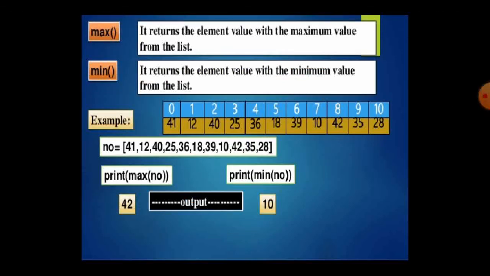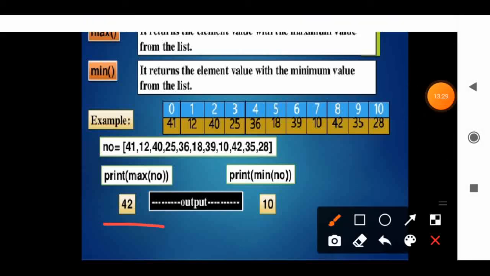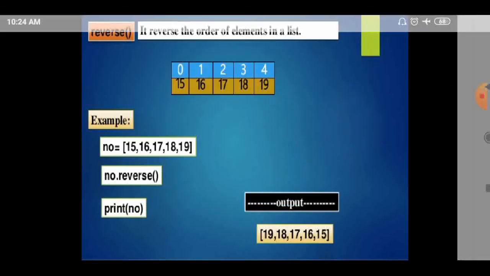Max function returns the element with the maximum value from the list. Min function returns the element with the minimum value from the list. no equals the list we have created. print(max(no)) means it will find the maximum value from the list. What is the value here? 42. print(min(no)) will find the minimum value from the list. What is the minimum value here? 10. It will display the result.